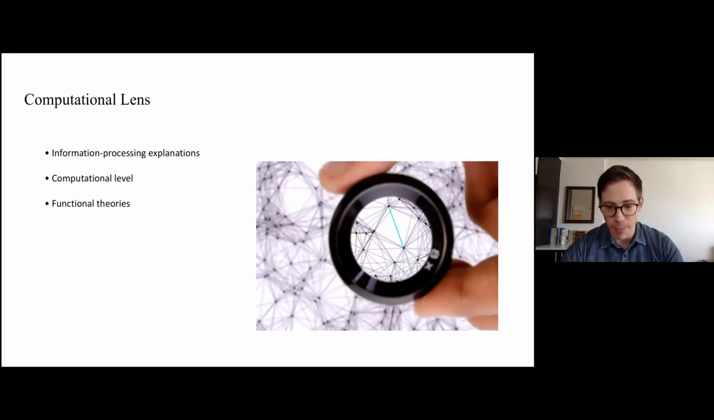So again, a computational lens gives us information processing explanations. We see the computational level. If you remember Marr's levels, you have the neural hardware, and you have the software working above that, which arises out of it as an emergent level. And we can get functional theories of how the different information processes in the human mind interact.